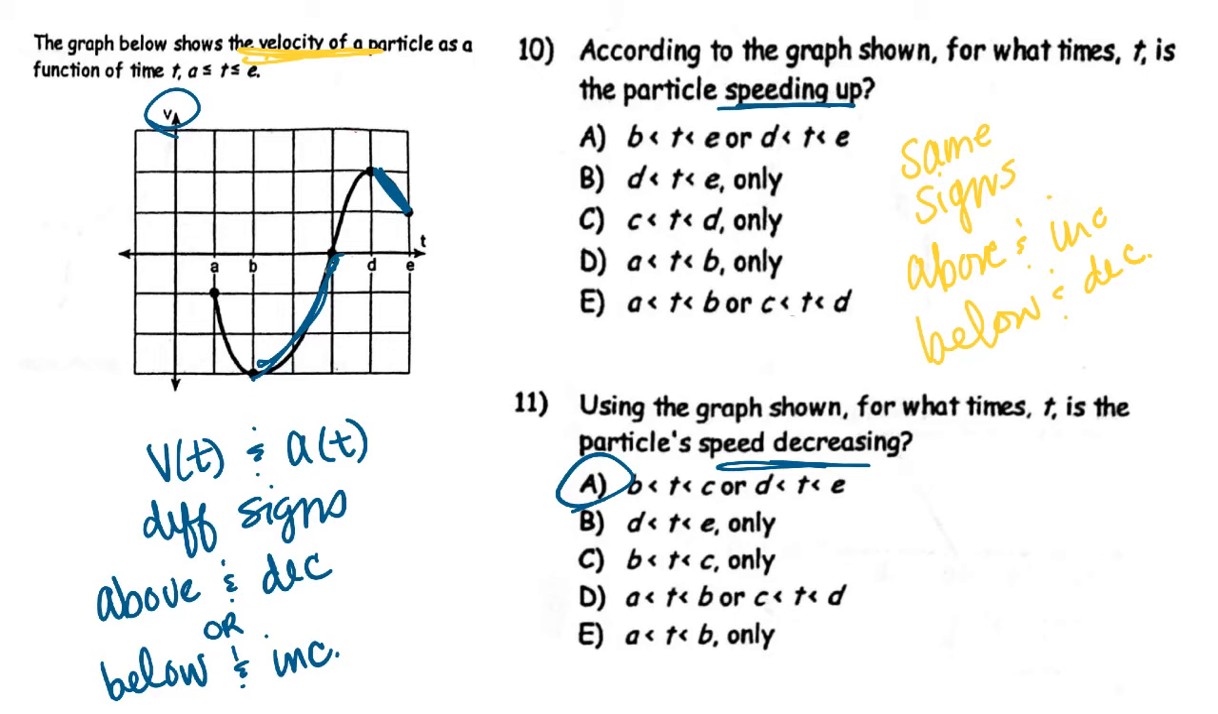All right, so let's see. Where would we be below and decreasing? Well, that's A to B. And above and increasing is C to D. So we're going to have A to B and then C to D, which is answer choice E.